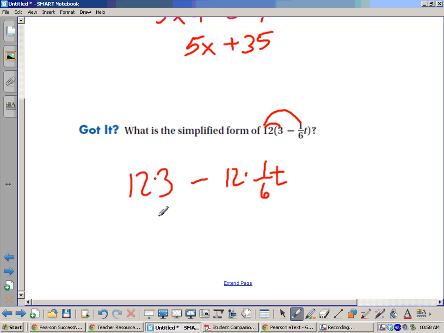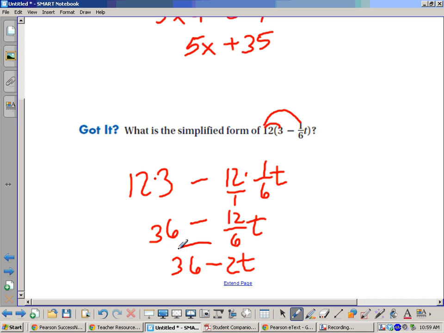So 12 times 3, we're just going to get 36 minus. Now we have to take 12 and multiply by 1/6. So if you don't have your calculator, you're going to have to do 12 times 1 and 1 times 6. We're just multiplying a fraction, and then t. So now we have to simplify this fraction here. So our final answer is going to be 36 minus 2t. 6 goes into 12 2 times. So then here is your final answer after we've distributed the 12.